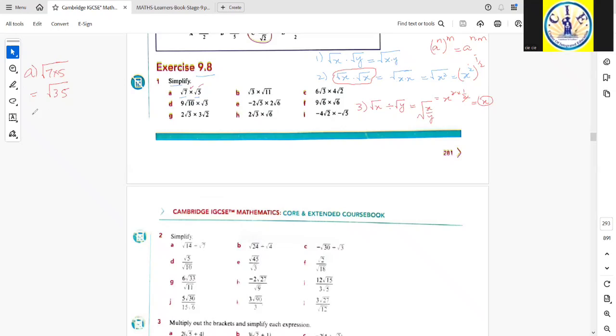Had it been, for example, 7 square, we could have cancelled this square with the square root sign, or had it been 5 square, we could have cancelled this square with the square root sign as well. So since in this case none of these is the case, we retain the answer like this.